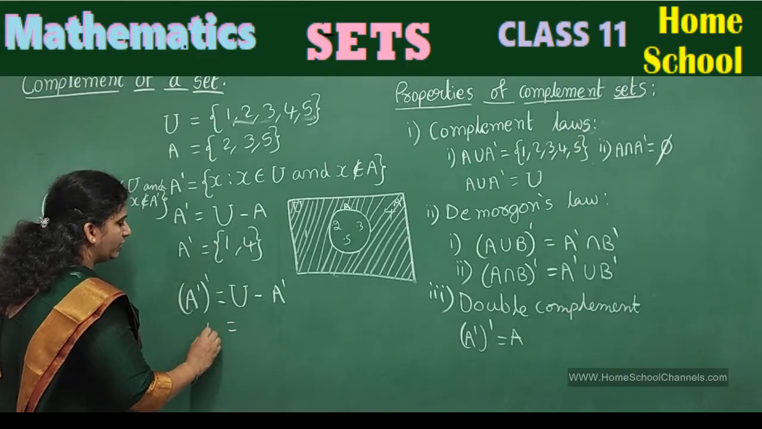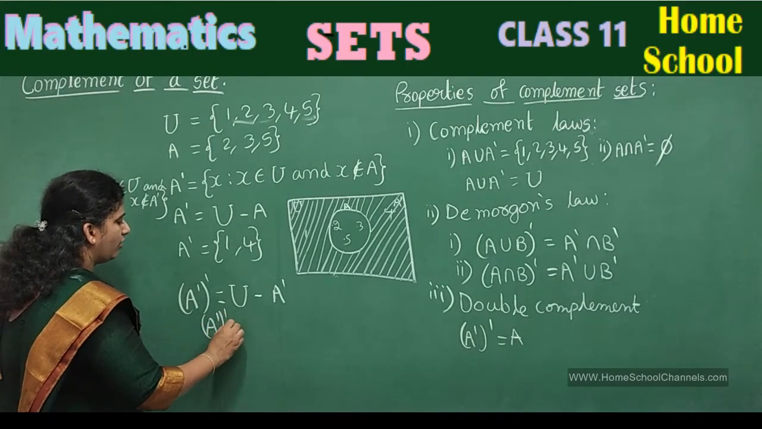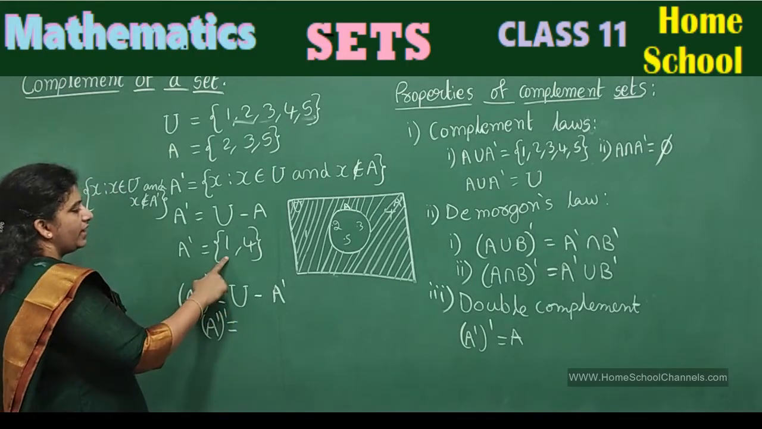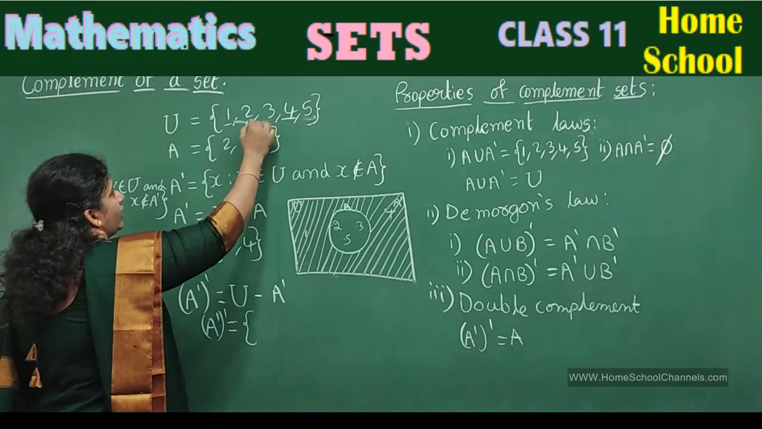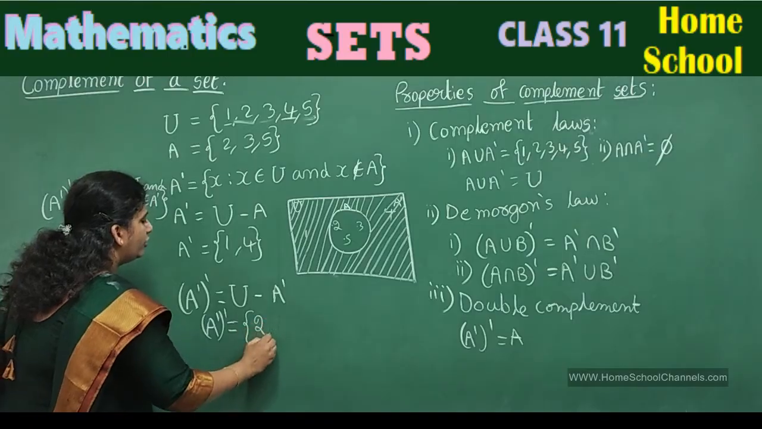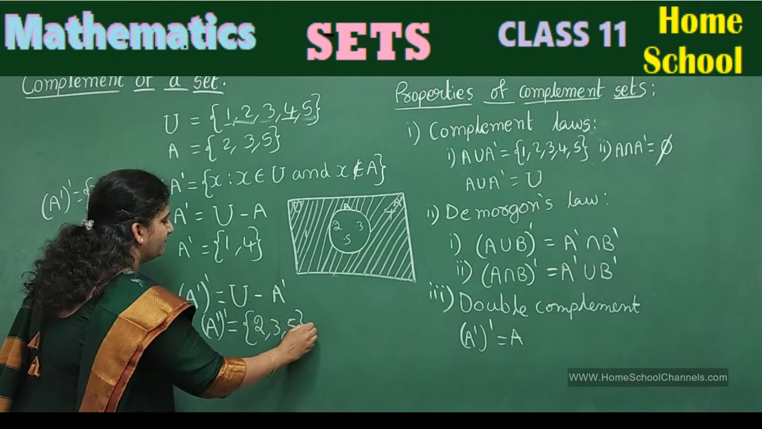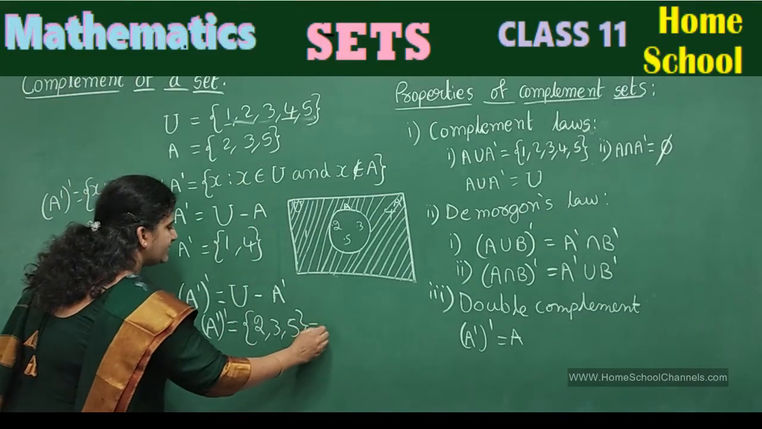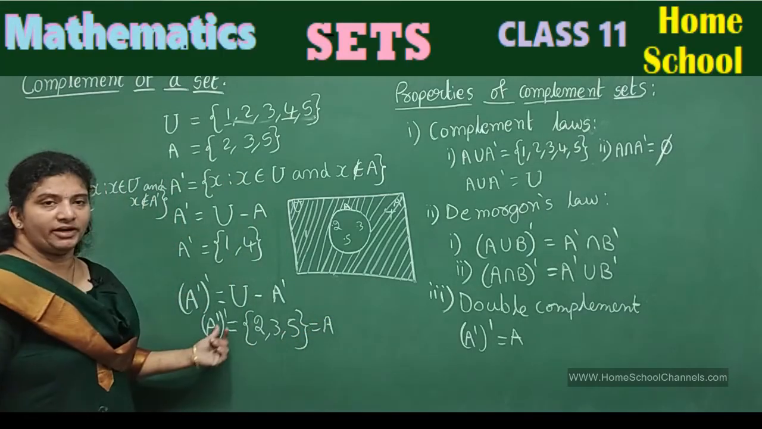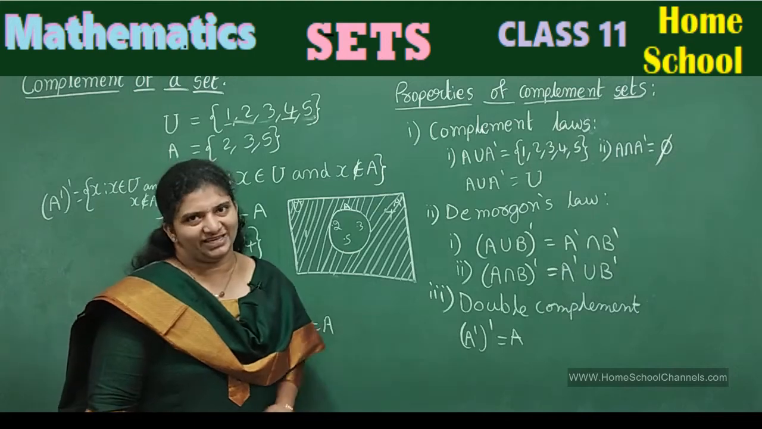Here, A complement is 1, 4. Other than 1, 4, what are the elements you can see there? 2, 3, 5. And observe carefully, 2, 3, 5 is nothing but the A set. Therefore, A complement whole complement is equal to A.